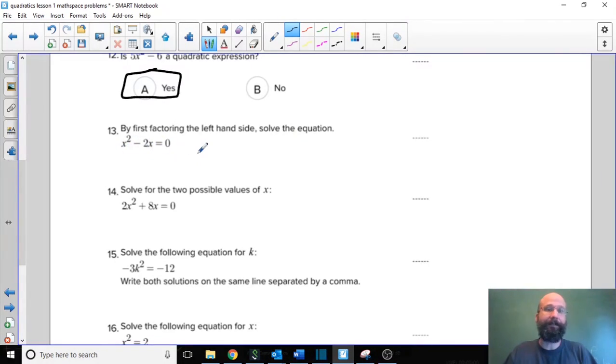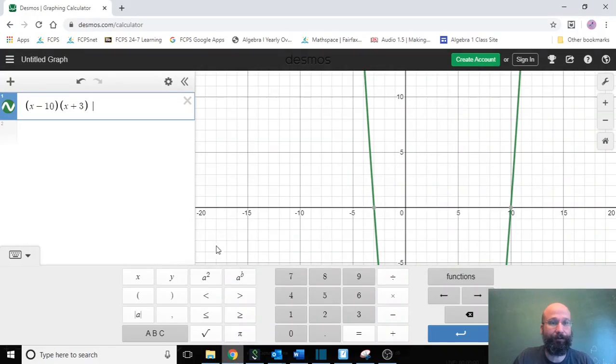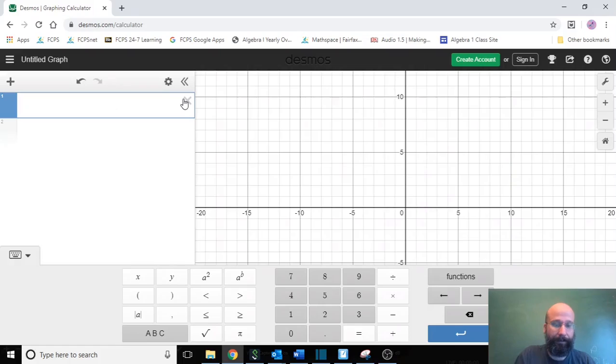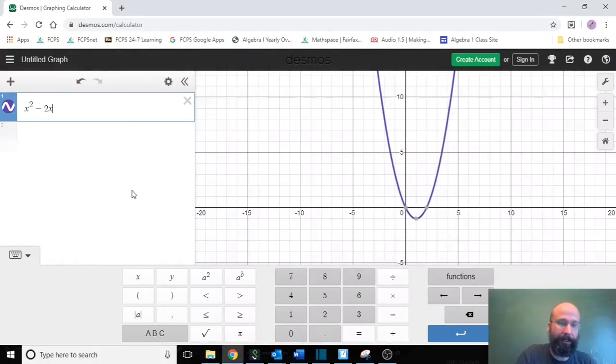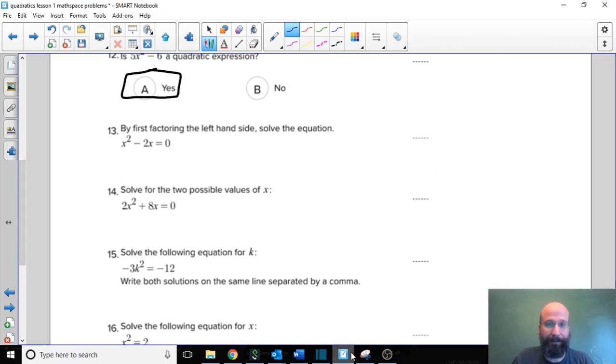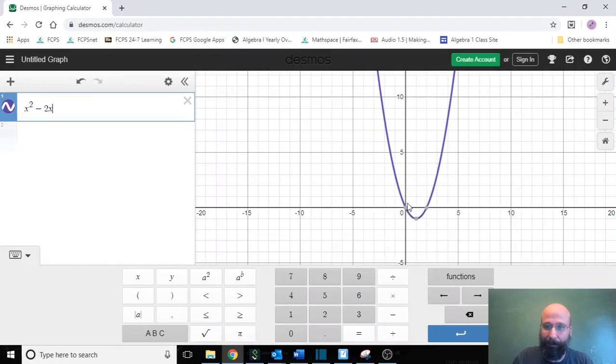I can just put this into Desmos, x squared minus 2x. And look to see where it crosses the x. It crosses at 0 and it crosses at 2. So those are my two answers. 0, comma, 2. So you can see how Desmos makes the points for the x-intercepts.